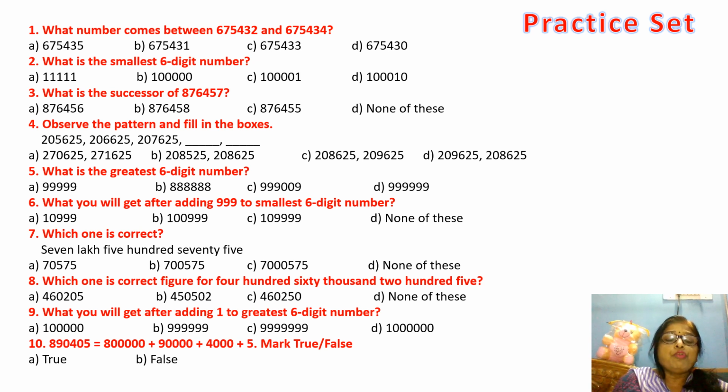Next one, which one is correct? 7,575 and here there are 4 options. Which one option is correct? You have to find it out. Next one, which one is the correct figure for 460,205? Which numeral is correct? You have to find out. Next one, what will you get after adding 1 to the greatest 6-digit number? First, write the greatest 6-digit number, then add 1, then you will get the answer.